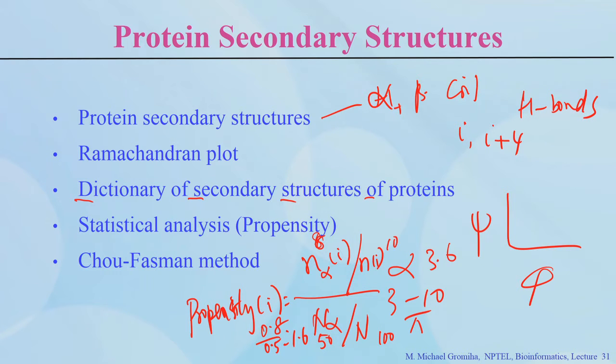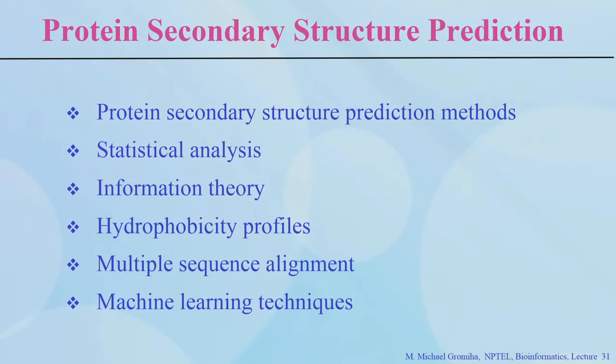So, is it a preferred one or not? It is a preferred one, because it is more than 1. So, you can see this is a preferred one. Likewise, you can do it for all the residues as well as the different secondary structures, right. So, Chou and Fasman derived this method, named after them, the Chou-Fasman method.